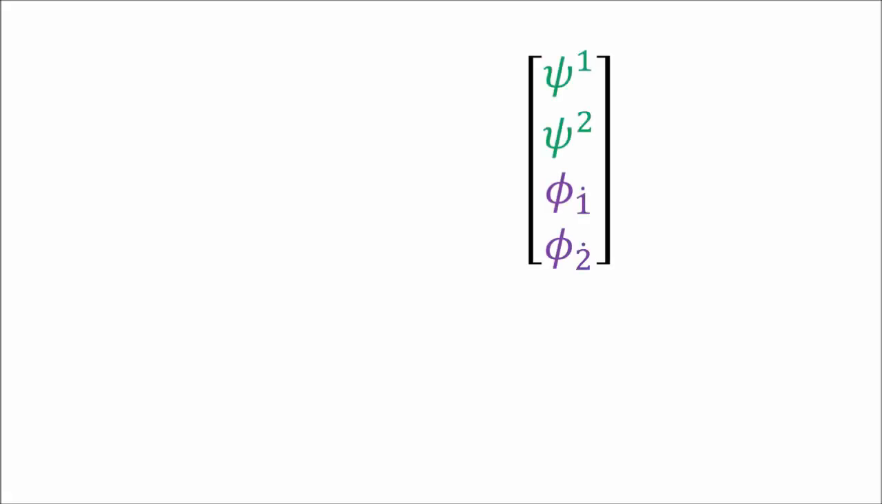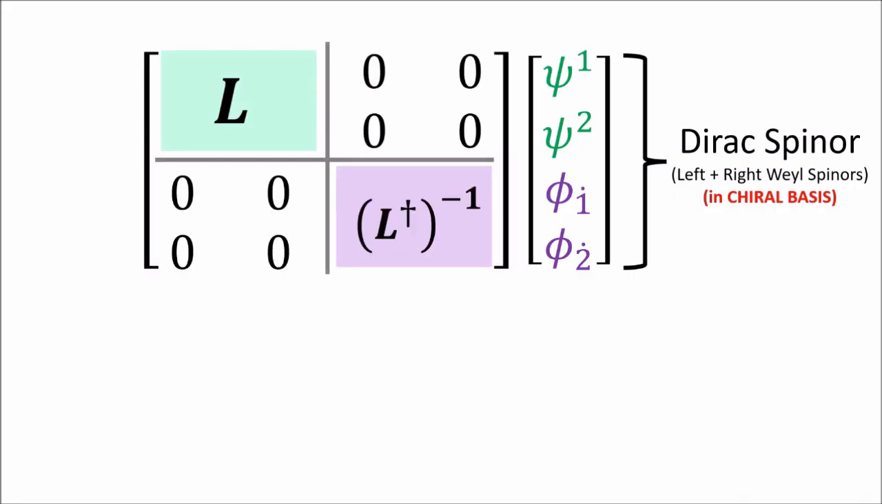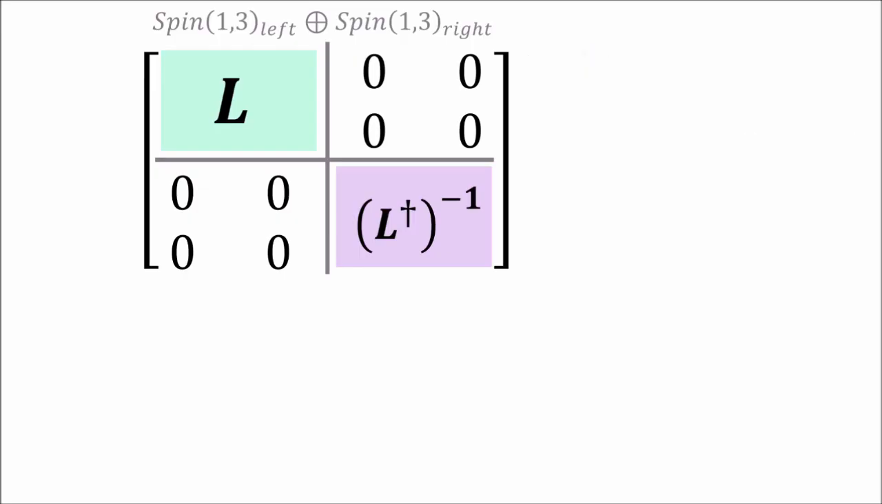Here's yet another way of doing a parity transformation. A Dirac spinor is just a left and right Weyl spinor stacked on top of each other using the direct sum. So this transforms with a block diagonal matrix containing L in the first block and the parity transformed version, L dagger inverse, in the second block. This 4x4 matrix that Lorentz transforms a Dirac spinor is denoted as lowercase lambda.